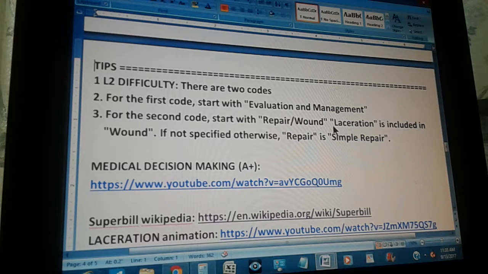And then another thing is, if it's not specified, what kind of repair is it? Repair is simple repair. It doesn't tell you it's a simple repair, but it doesn't tell you that it's complex either. So if it doesn't tell you, by default, just choose simple repair. Because if it were complex, they would have to tell you in the text, but they don't. So by default, choose simple repair. Okay, now you got the tips.